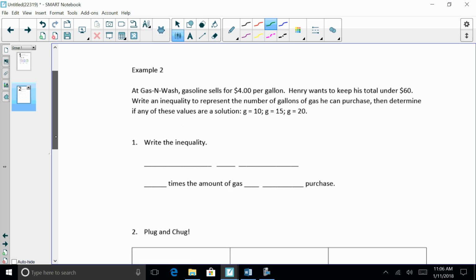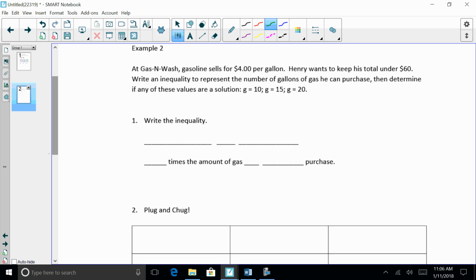Example 2 says, at Gas and Wash, gasoline sells for $4 per gallon. Henry wants to keep his total under 60. Write an inequality to represent the number of gallons of gas he can purchase. Then determine if any of these values are a solution if G equals 10, 15, or 20.